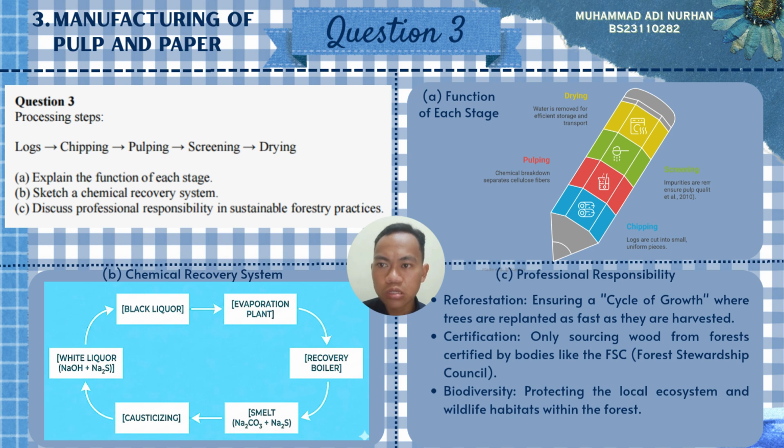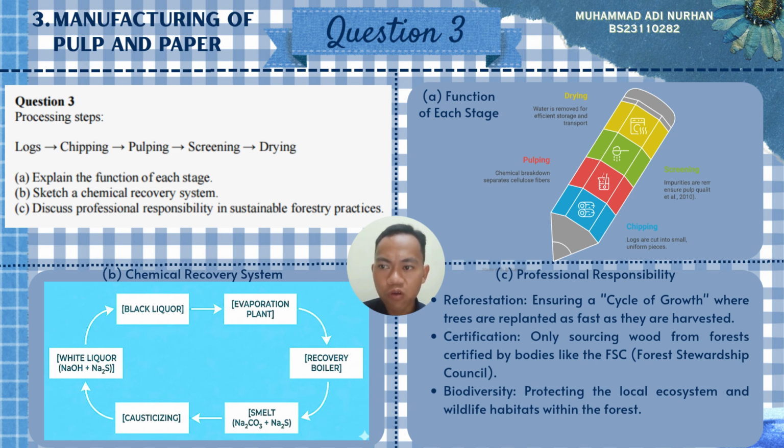We must ensure a cycle of growth through reforestation. By only sourcing wood from FSC certified forests and actively protecting local biodiversity, we ensure that our industry supports the ecosystem rather than destroying it. That concludes the pulp and paper part of our presentation.